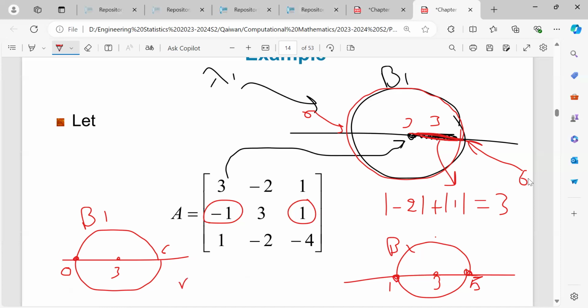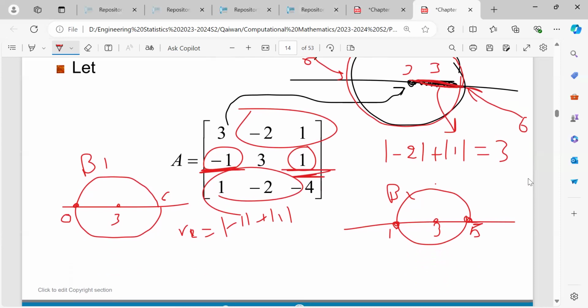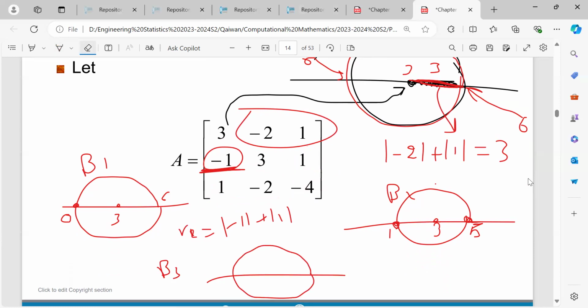Here the radius R2 is the absolute values of -1 and 1 in this row. In the above one, we used the absolute values of these two. For the last one, it's the absolute values of these two. Now, for B3, it's the circle. What's the center? The center, we use row 3.